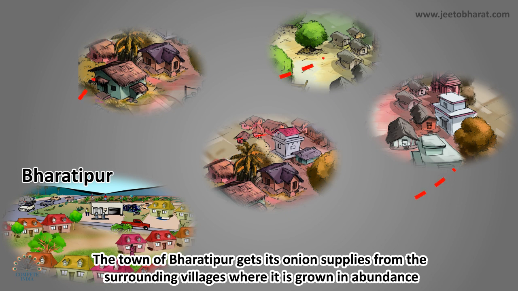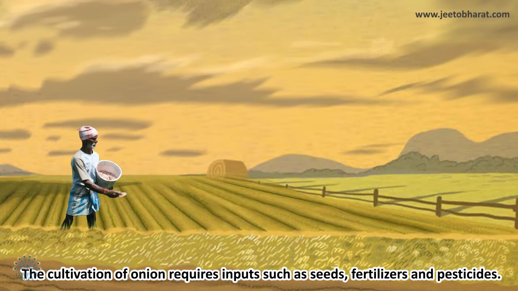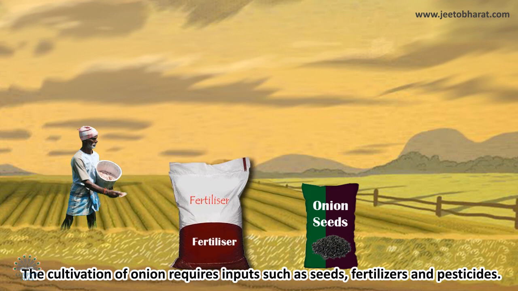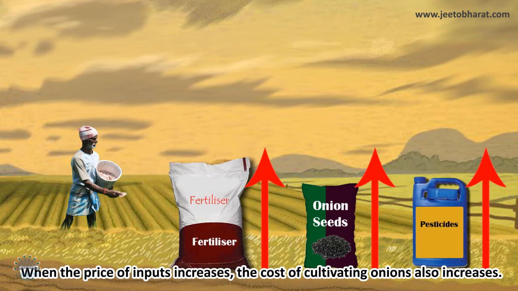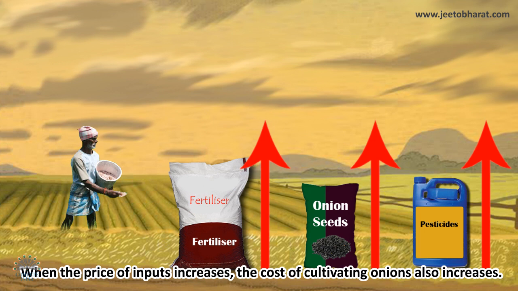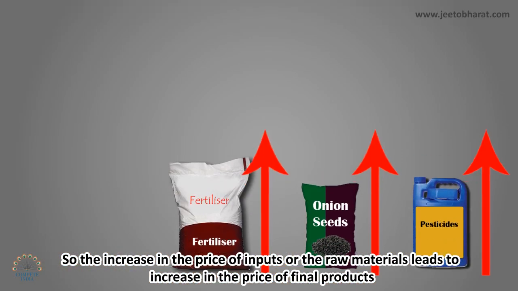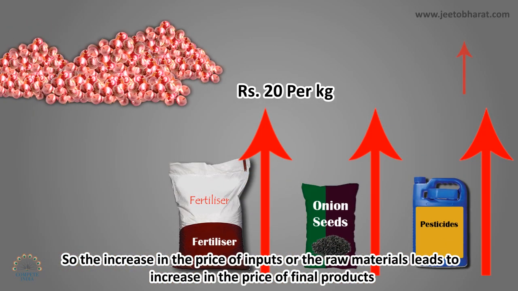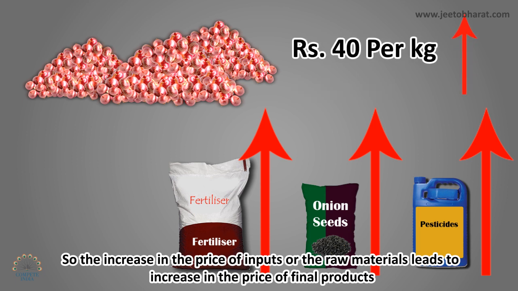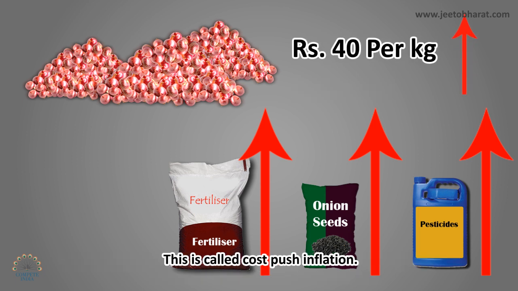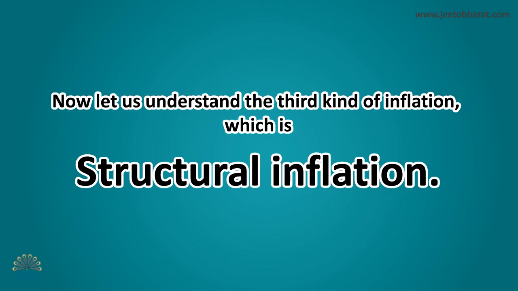Now, let us understand the second kind of inflation, which is cost-push inflation. The town of Bharatipur gets its onion supplies from the surrounding villages where it is grown in abundance. The cultivation of onion requires inputs such as seeds, fertilizers, and pesticides. When prices of these inputs increase, the cost of cultivating onions also increases. So the increase in the price of inputs or the raw materials leads to increase in the price of final products. This is called cost-push inflation.